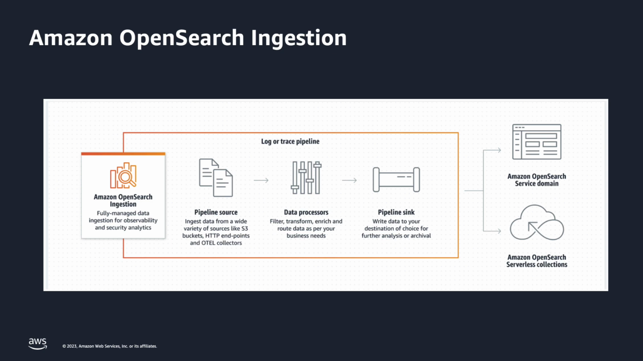Amazon OpenSearch Ingestion is serverless in nature and will scale automatically to meet the requirements of your most demanding workloads, helping you focus on your business logic while abstracting away the complexity of managing data pipelines for your observability and security use cases.